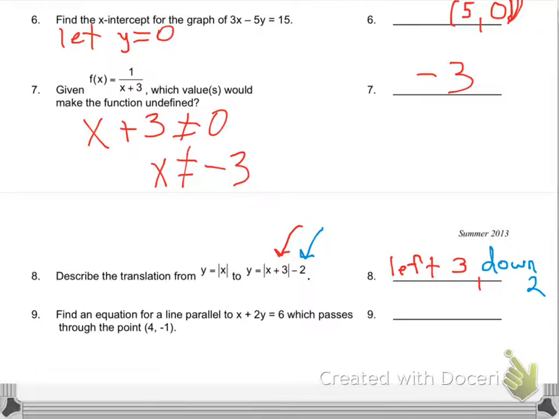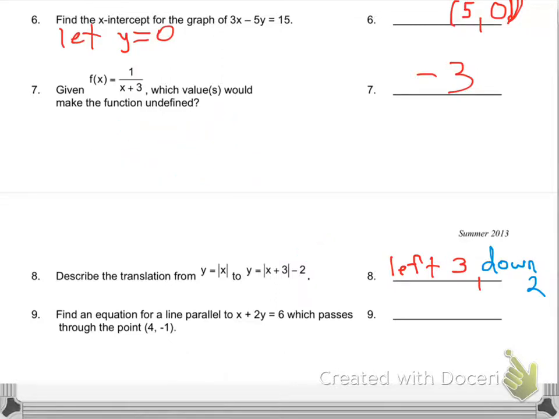Number 9. Find an equation for a line parallel to x plus 2y equals 6, which passes through the point 4, negative 1. I'm going to go ahead and erase up here so we have more space to work in. So I'm going to work on number 9 above it.